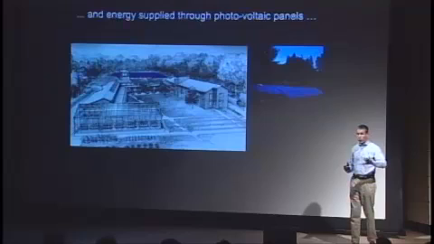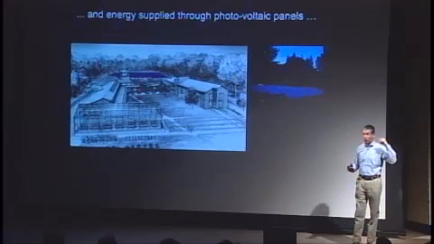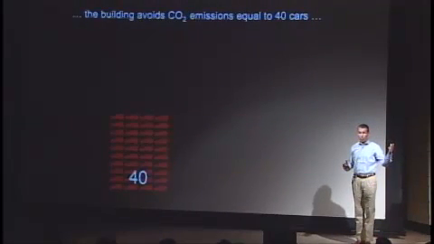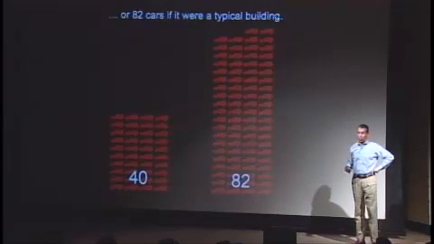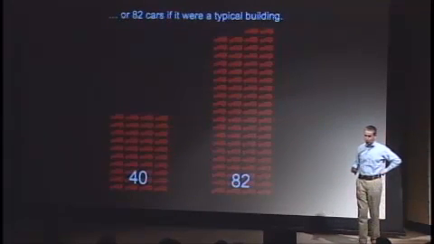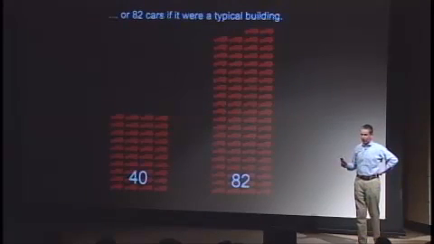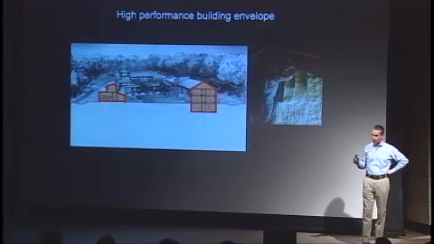The energy that will be consumed is produced either by photovoltaics or by hot water solar heaters. And in effect, this building will save over a given year the amount of carbon that 40 cars would produce in a given year. And that's compared to if it were not an energy efficient building, if this were just a typical academic building of this size, it would consume and produce carbon equivalent to 82 cars.